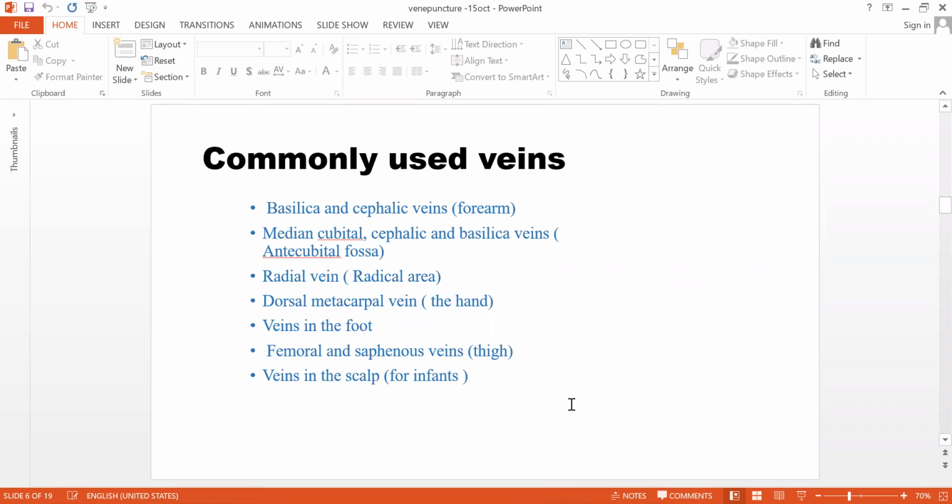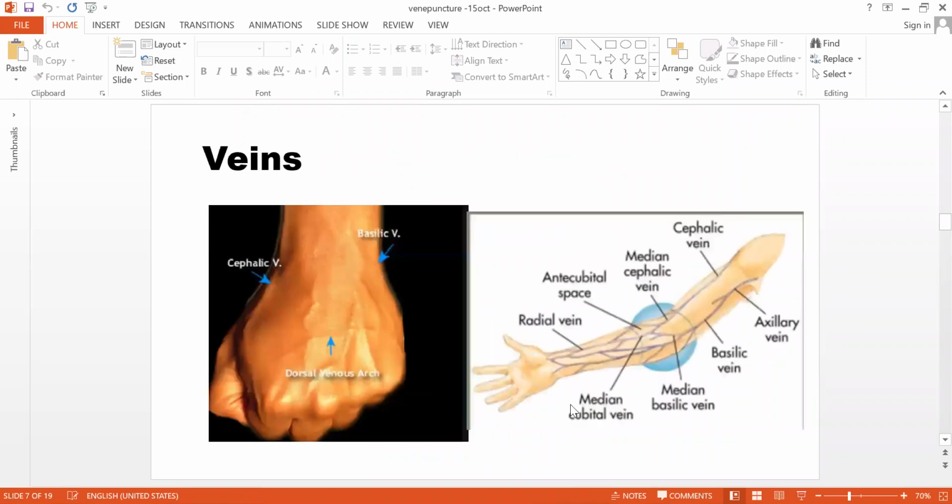The commonly used veins are basilic and cephalic veins in the forearm, median cubital and cephalic basilic veins, which are in the antecubital fossa, radial vein in the radial area, dorsal metacarpal vein in the hand, veins in the foot, femoral and saphenous veins in the thigh, and veins in the scalp for infants. Yes, these are the veins.